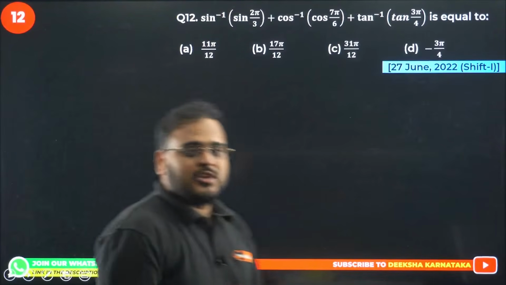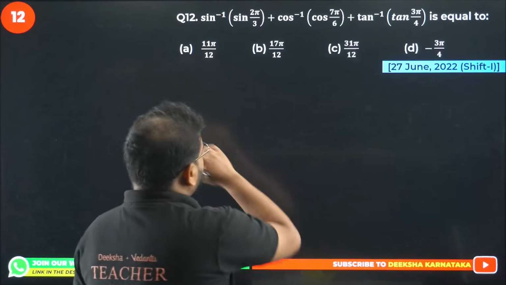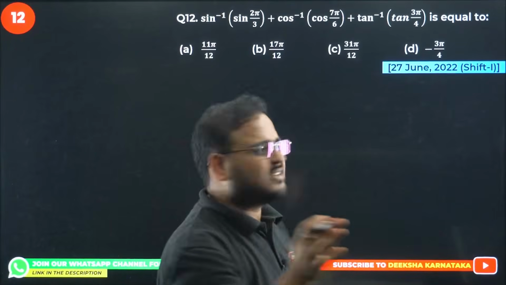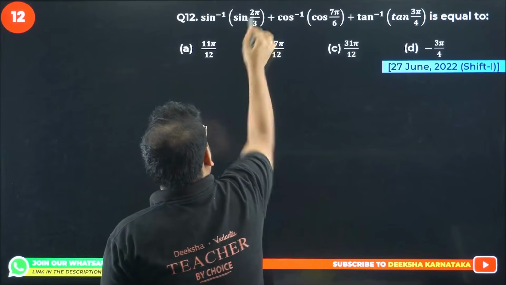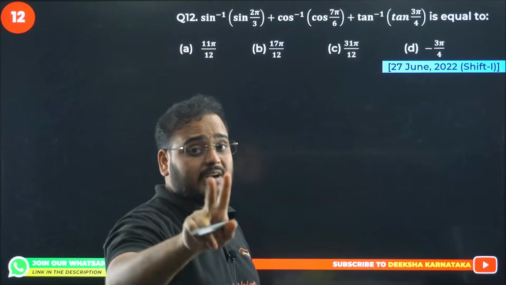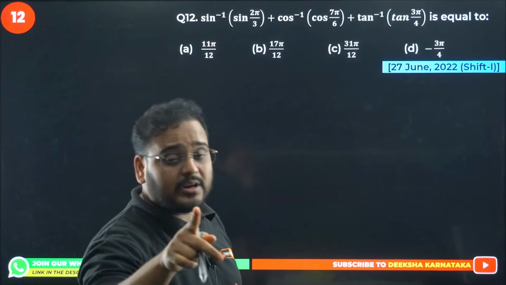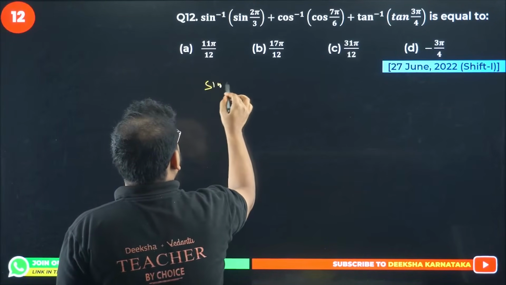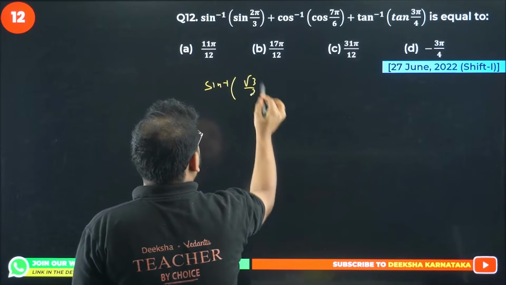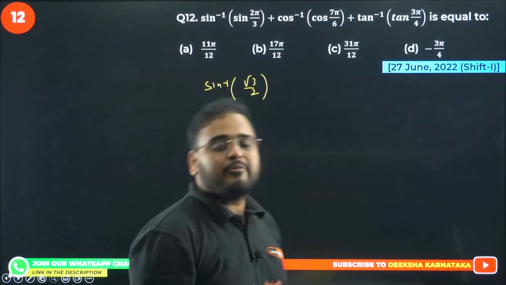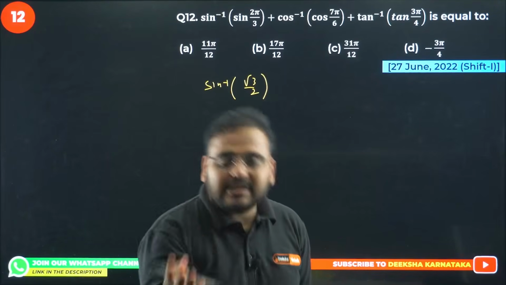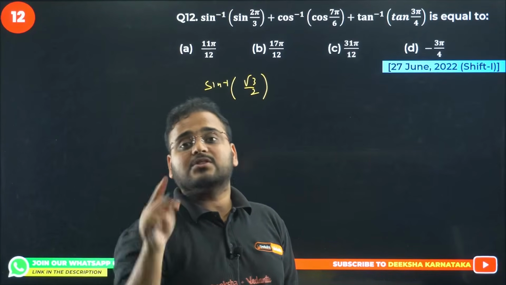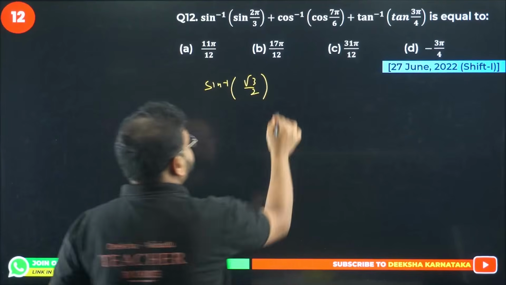12th one now. Question number 12. Sine inverse of sine 2 pi by 3. This is a very simple question, isn't it? Angle 2 pi by 3, which quadrant? Second quadrant, 120 degrees. What happens to sine? Positive. So it becomes sine inverse of simply root 3 by 2. Sine 120 is how much? Sine 120 is cos 30. Cos 30 is how much? Root 3 by 2.